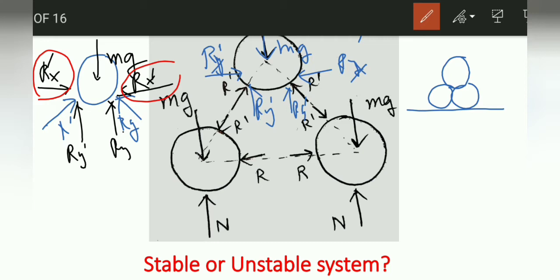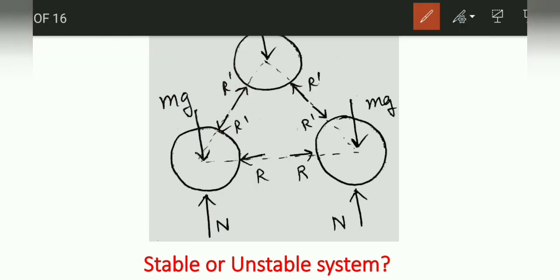In the y direction also, there is mg, and this is R dash y and R dash y. So mg is equal to 2 R dash y. This is a possibility, that mg will be equal to 2 R dash y. So there is a chance that these R dash y reaction forces are adjustable forces. It depends on other factors, like how much force it is given, the contact surface, the inclination, etc. So we cannot determine from this one.